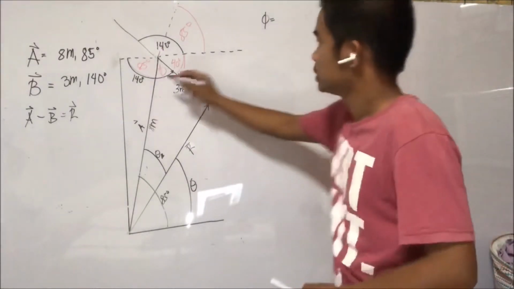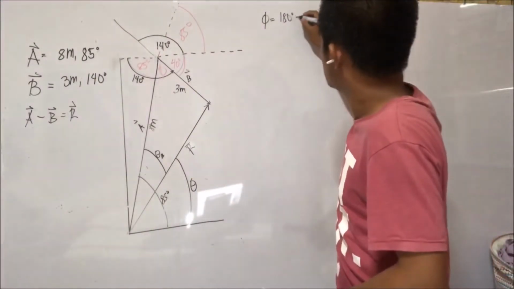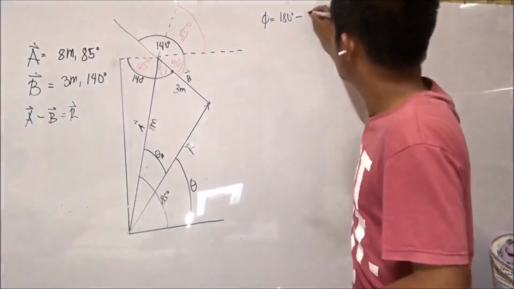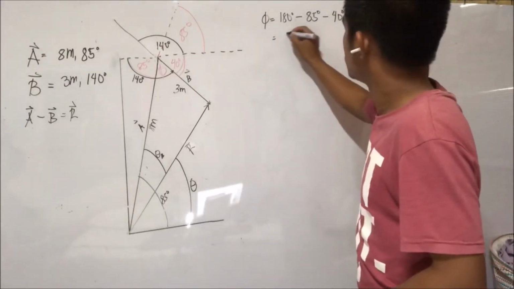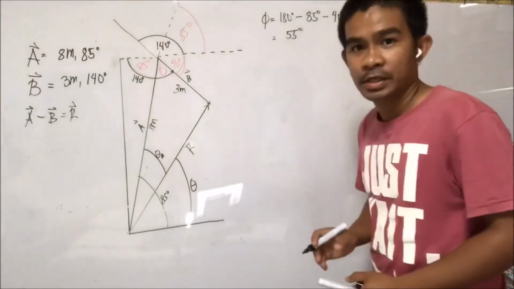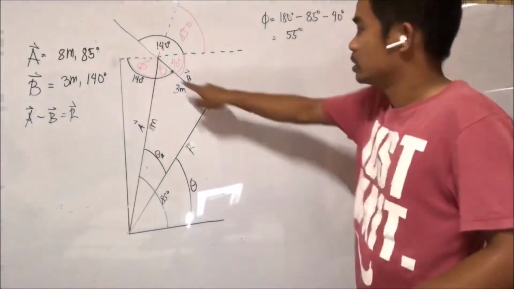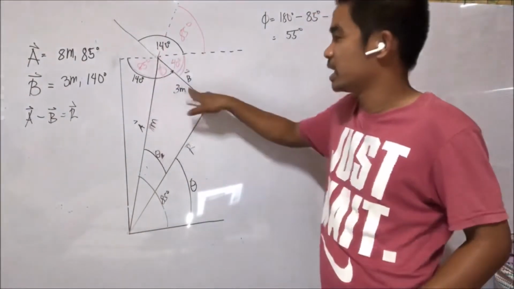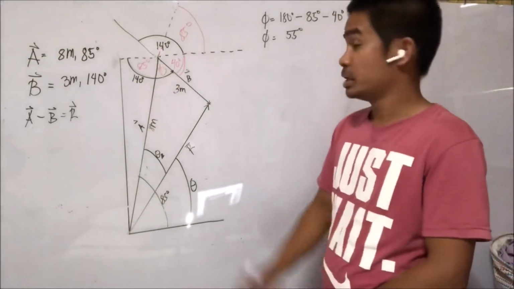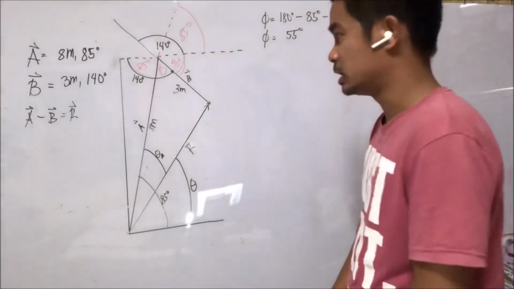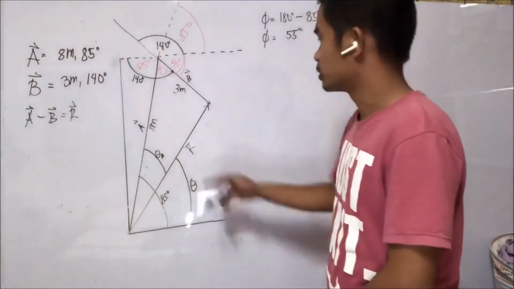So angle phi equals, this is a straight angle, so it measures 180. So that is 180 degrees minus 85 degrees minus 40 degrees, and that is equal to 55 degrees. Right, so this is the angle opposite of vector R, or the included angle of side A and side B of this triangle. So this is the angle phi. We can find the magnitude of vector R using cosine law, since two sides and an included angle are given.